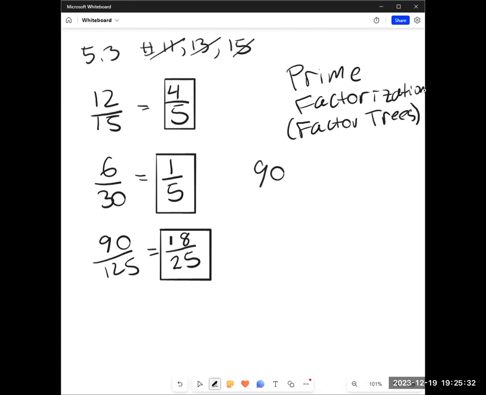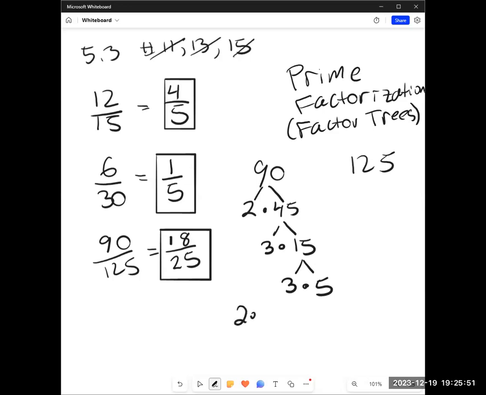So I'll take 90 and 125, and I'll say that 90 was 2 times 45. There's no more 2's, but there's a 3. That's 3 times 15, which is 3 times 5. And that's my prime factorization. So this was 2 times 3 times 3 times 5. And then 125 is 5 times 25, which is another 5 times 5. So this is 5 times 5 times 5.